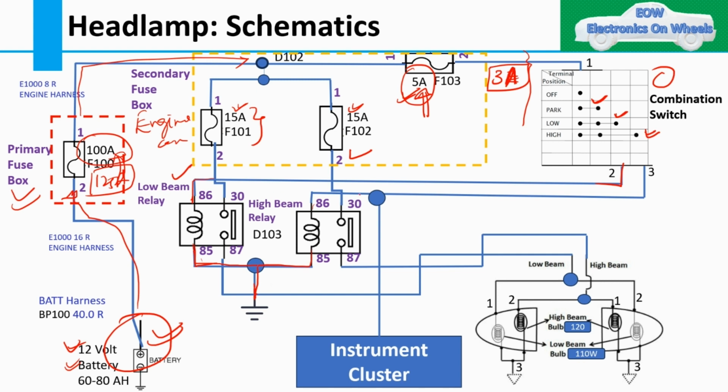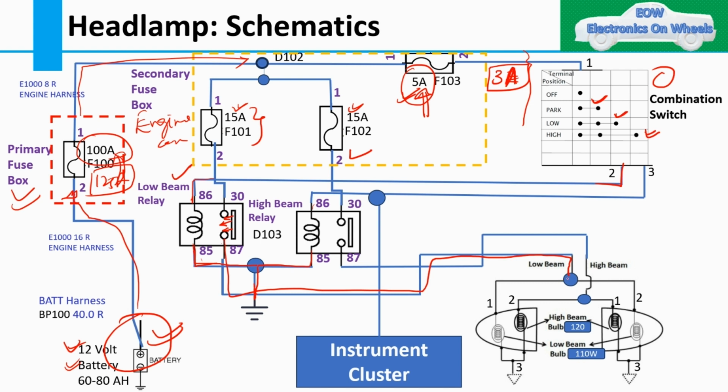Why are we giving this particular connection to the coil? Because we want this coil to generate the magnetic flux, and after generating the magnetic flux, this load side will switch on and switch off. Make and break connection will happen through this coil. So we are controlling this coil through this combination switch, and once this magnetic field is generated and pulls the contact down, then this connection goes to my low beam.